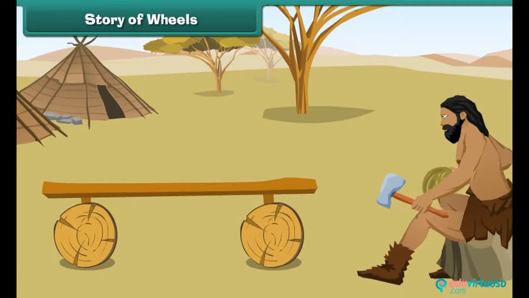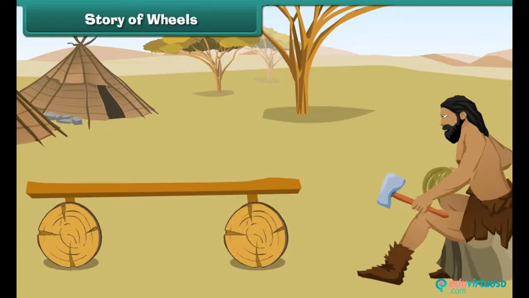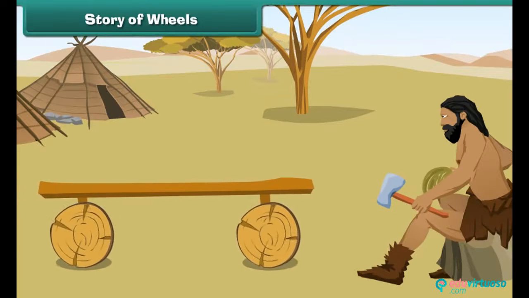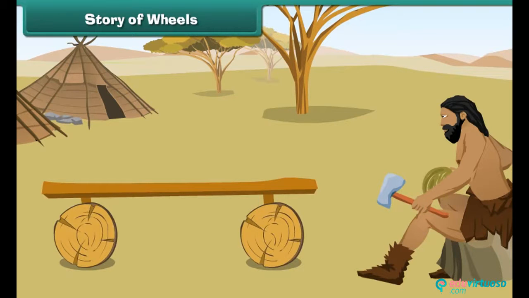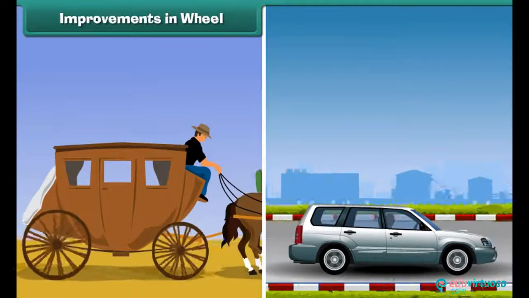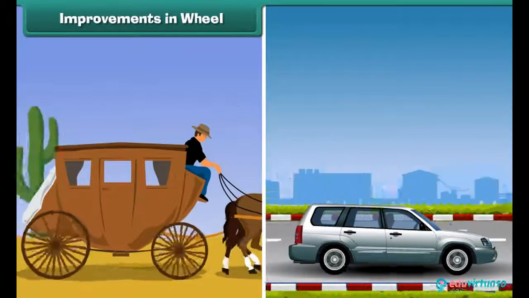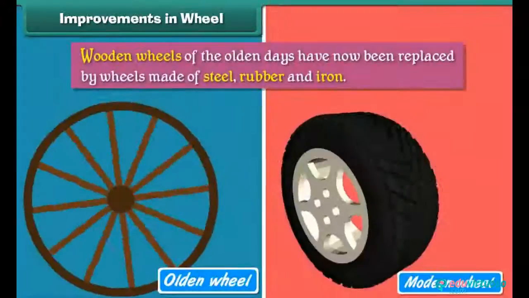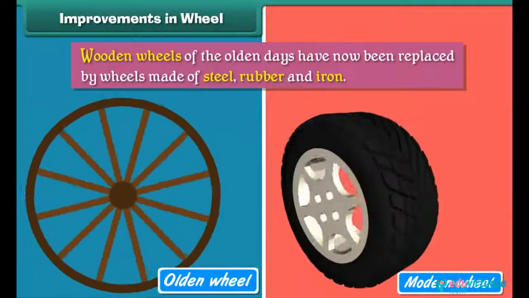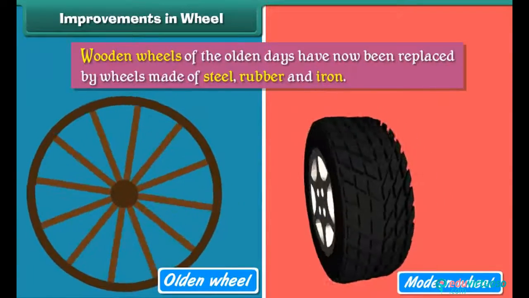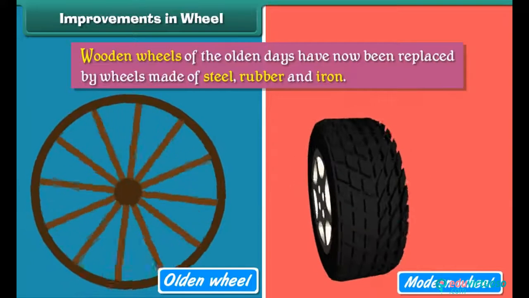He then used 2 round pieces of the same size. His cart began to move. This is how wheels came to be invented. Improvements in wheel. With the passage of time, wheels improved. Wooden wheels of the olden days have now been replaced by wheels made of steel, rubber, and iron.